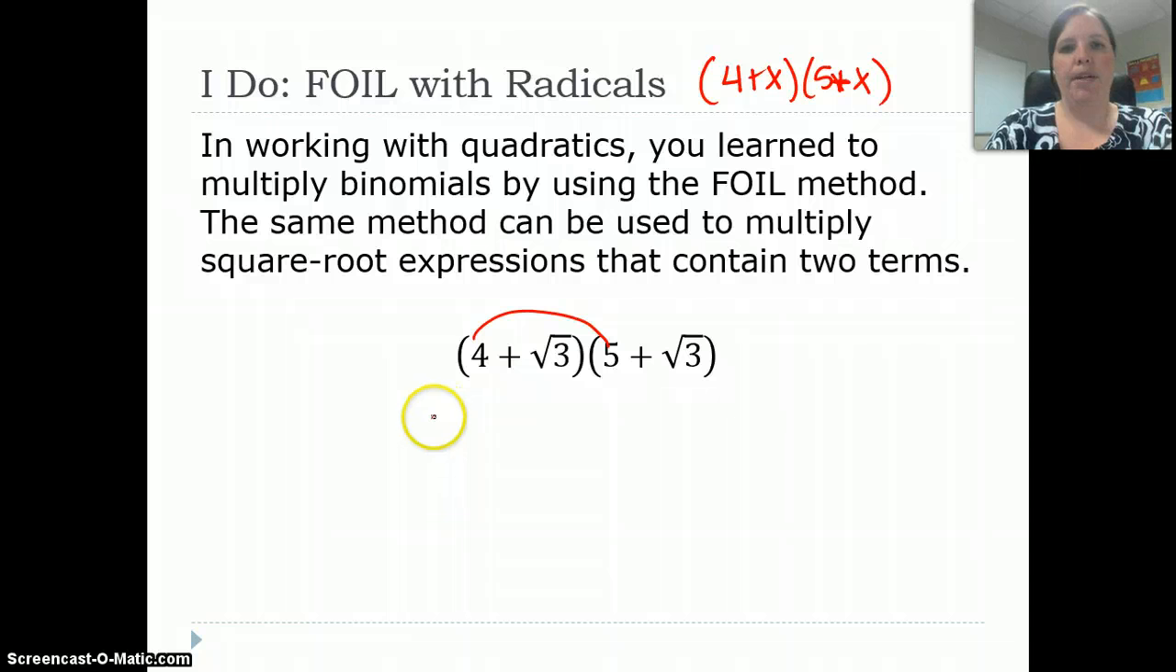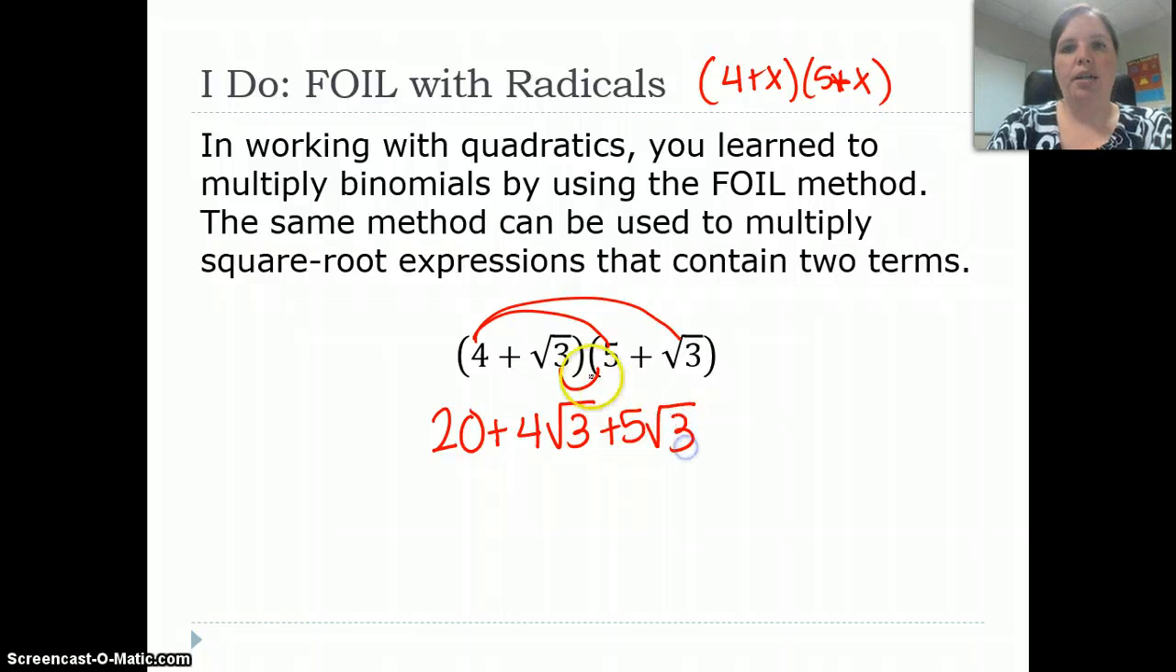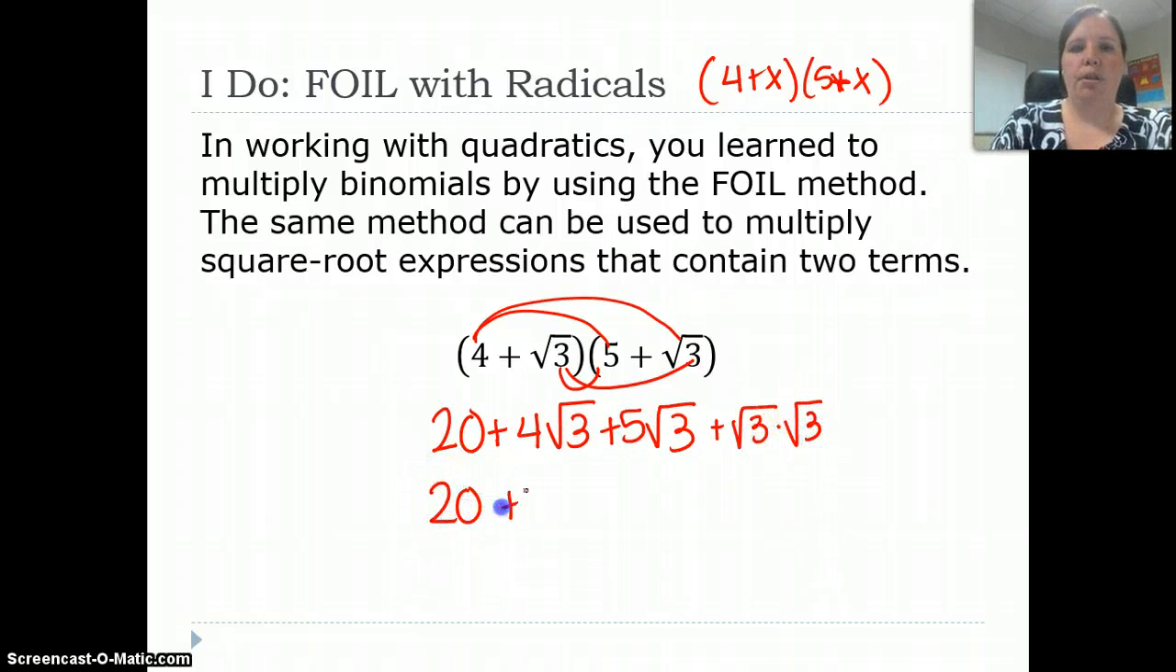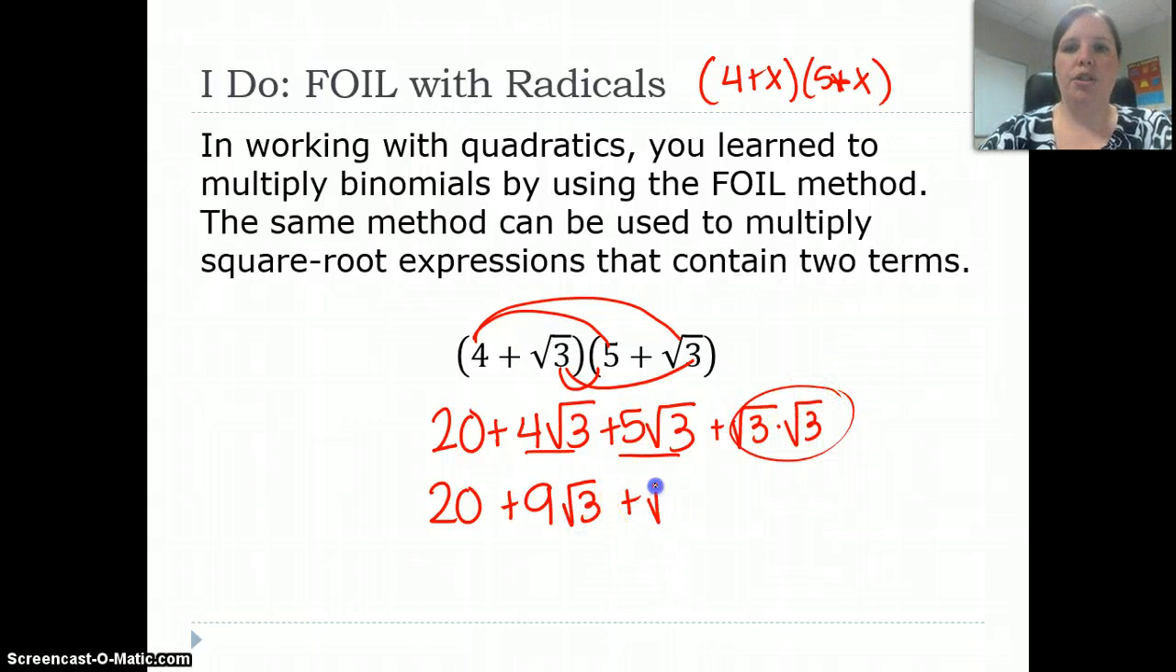Foiling this out: 4 times 5, 20. 4 times root 3, that's a positive 4 root 3. 5 and root 3 multiplied would be 5 root 3. And then I have plus root 3 times root 3. So I have 20 plus, these two are like radicals, so I would say that's 9 root 3. And then I want to simplify root 3 times root 3, which is root 3 times 3. You can combine those together, which is root 9, which is 3.